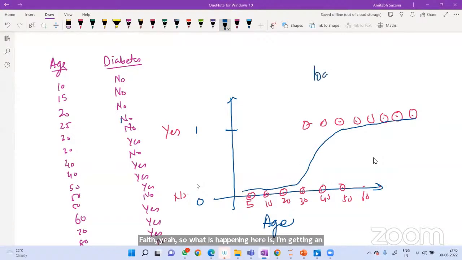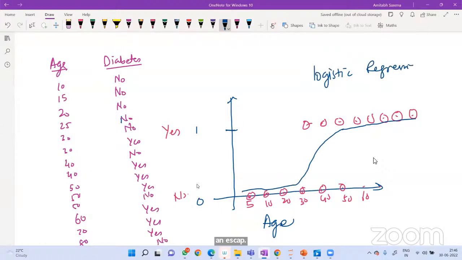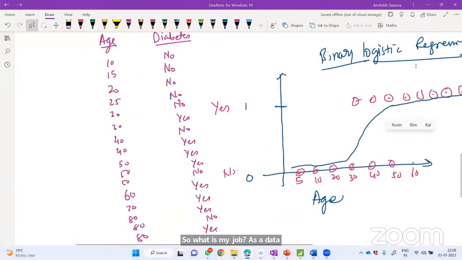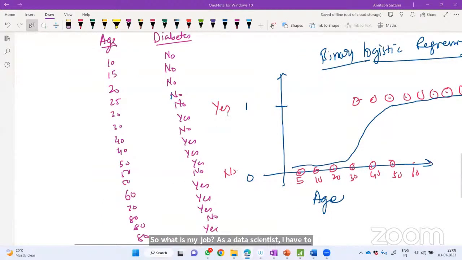This is known as logistic regression. And because it's binary, 0 to 1, I will call it binary logistic regression. So what is my job as a data scientist? I have to just identify the kind of problem and the algorithm which will fit it, and I have to just call that algorithm. That's it. It is as simple as that.